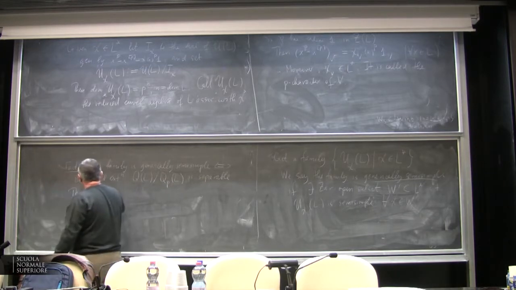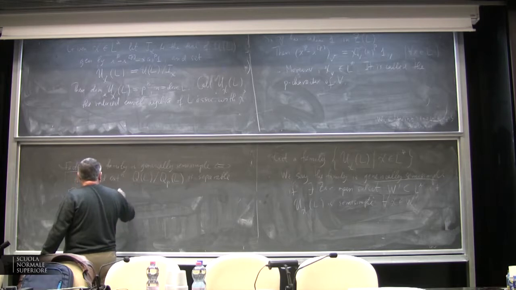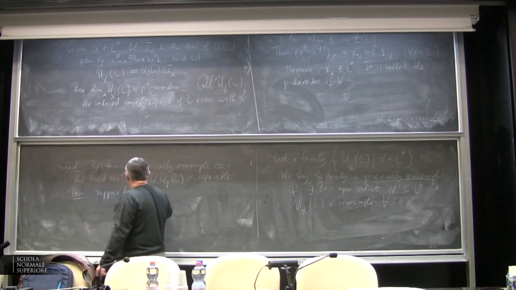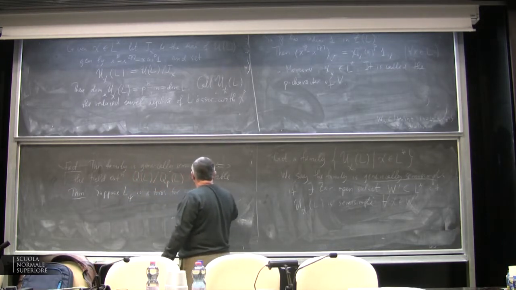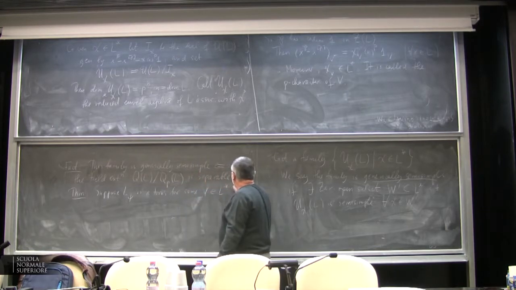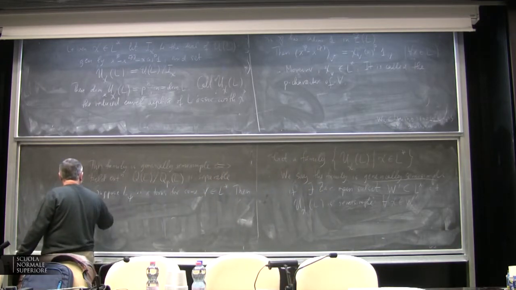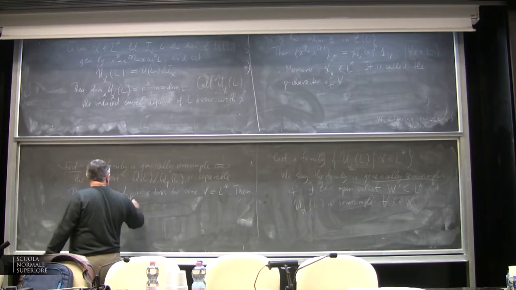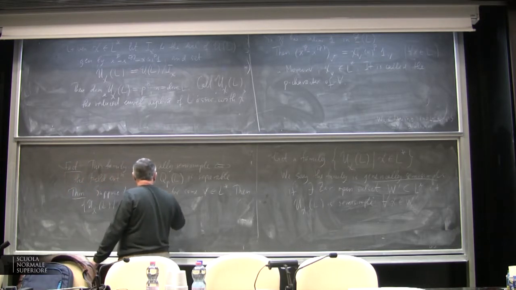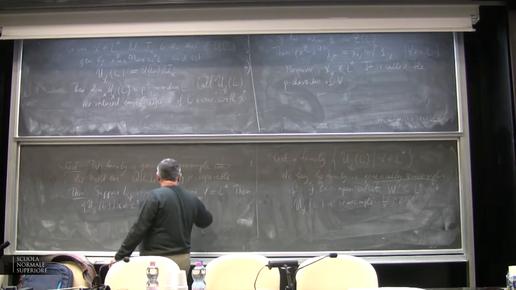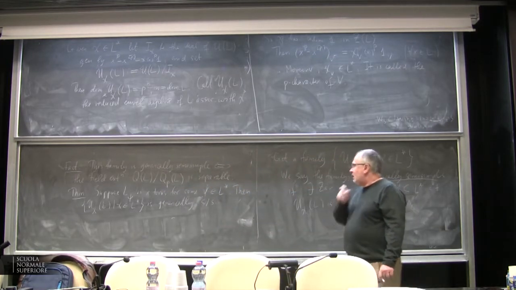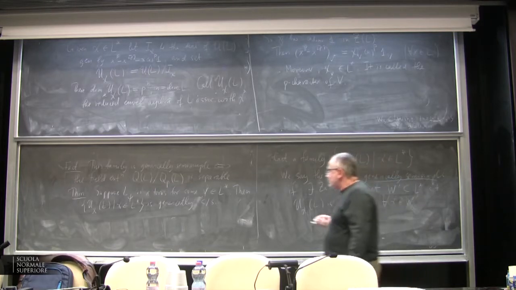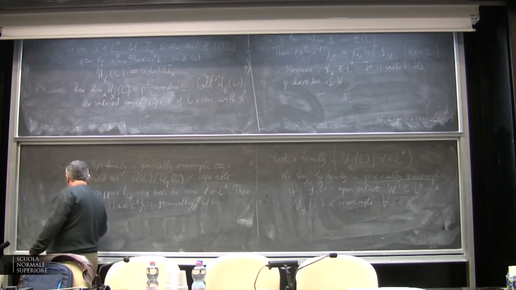But again, we have to impose some assumptions. Suppose L_psi, a stabilizer, is a torus for at least one linear function psi on L. Then the family is generically semi-simple. And we conjectured that the converse is also true. So, conjecture.